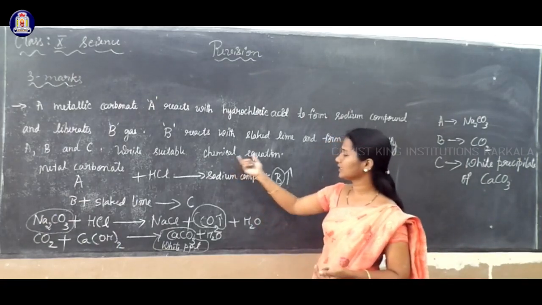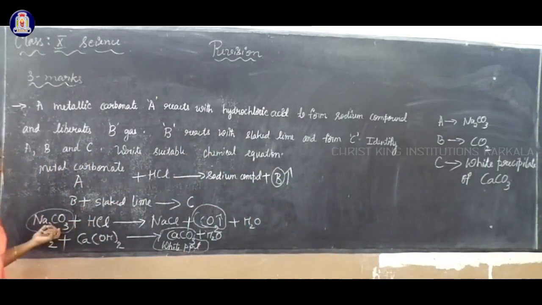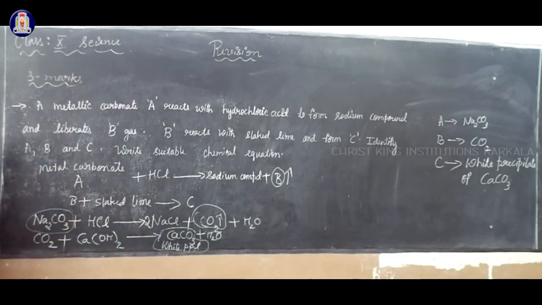And also write the chemical equation. So the first chemical equation is this. Sodium carbonate reacts with HCl to give sodium chloride, carbon dioxide and H2O. This is not balanced, Na2CO3, so 2NaCl.